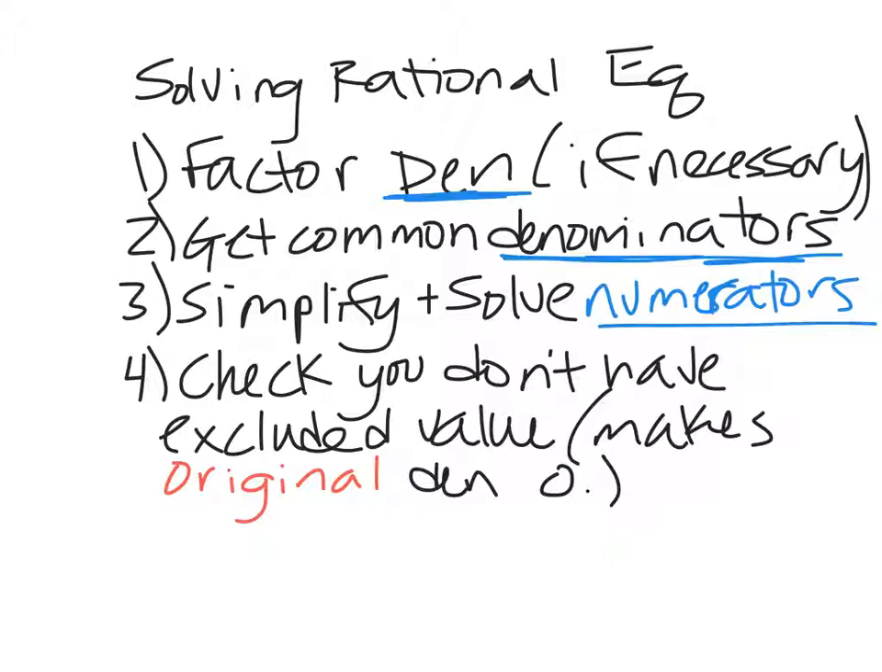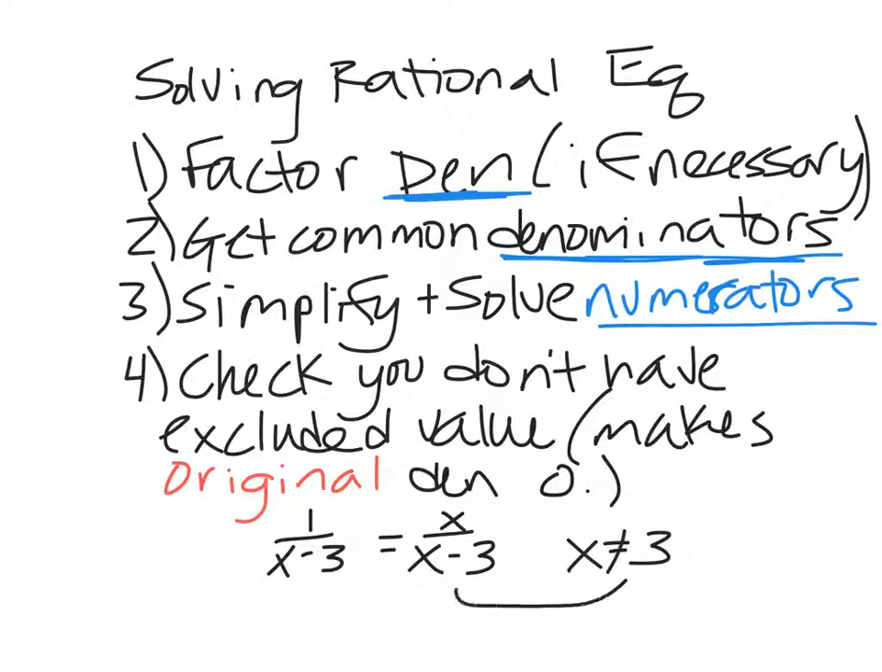The last thing is we want to check that we don't have an excluded value, which is what would make my original denominator equal to 0. So for instance, if I had 1 over x minus 3 equals x over x minus 3, if I had an x value of 3, that would make my original denominator 0, so I can't have that solution if I got that when I solved the equation.